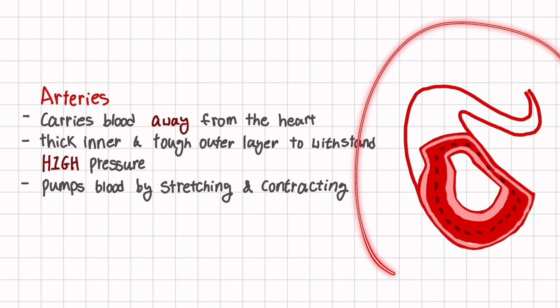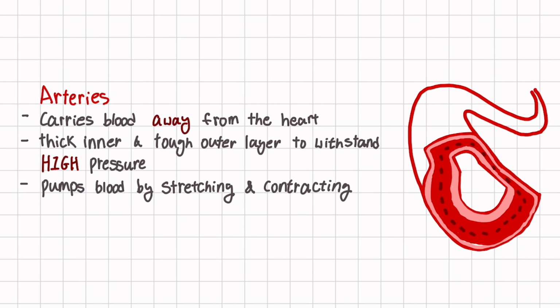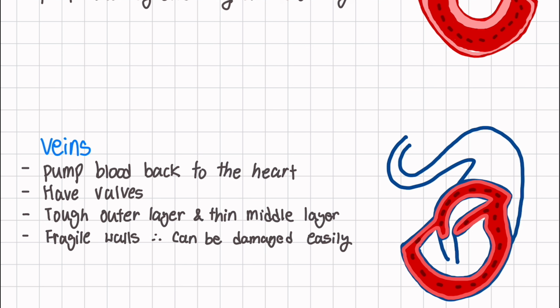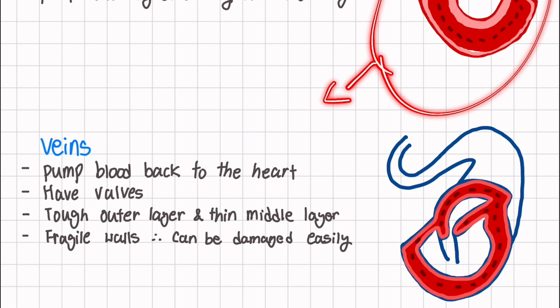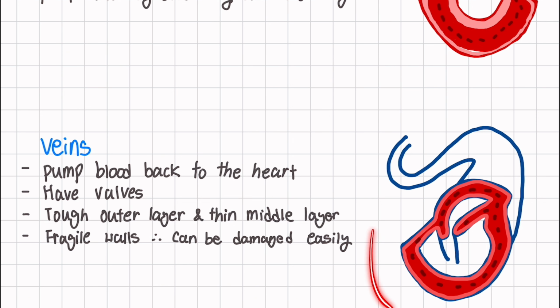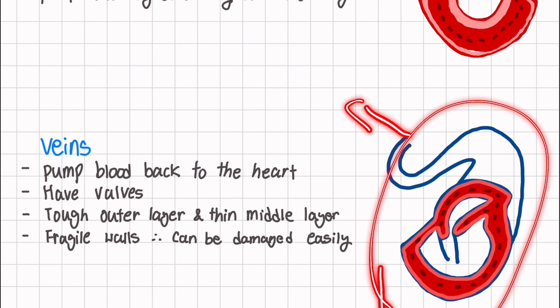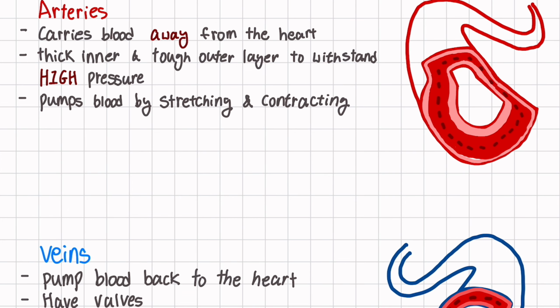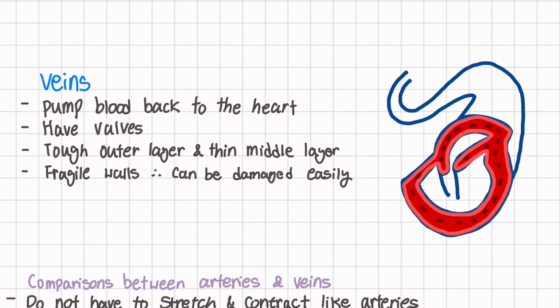The color of the artery being red tells us that it carries oxygenated blood. However, there's an exception, which is the pulmonary artery, and that is the only artery that takes deoxygenated blood away from the heart. And while arteries are represented as red, veins are usually represented as blue, which means that they carry deoxygenated blood. Now, let's move on to veins.